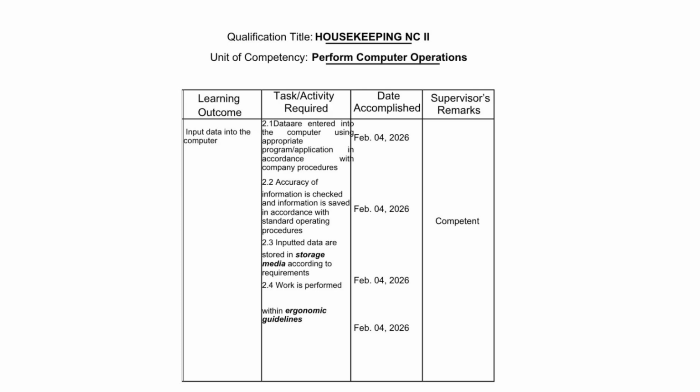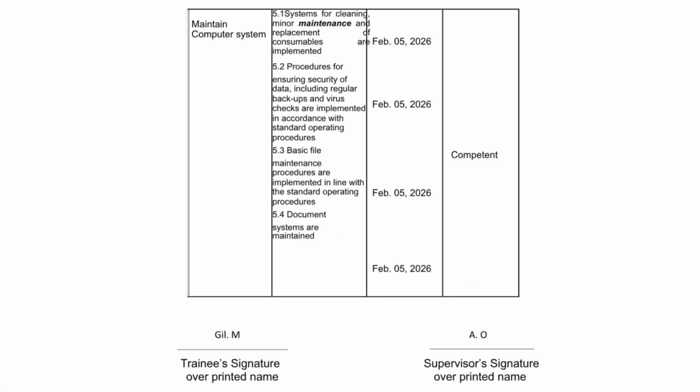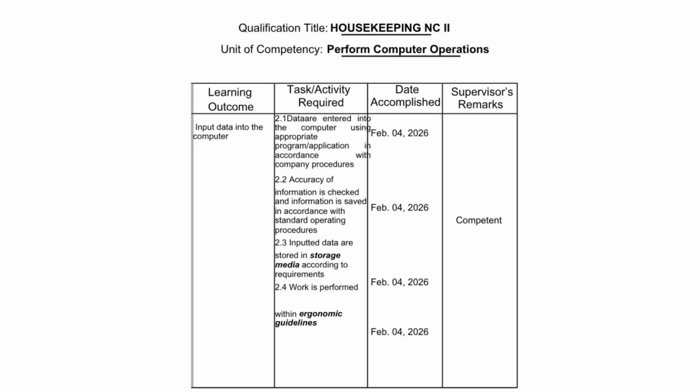So let's come now to the learning outcomes. First, input data into the computer, access information using a computer, produce output data using a computer system, and maintain computer system. As you can see in the next column, it is the task activity required of the trainee in performing housekeeping tasks. In the last column, all of these are competent, which means that the trainee has the necessary ability, knowledge, or skills to do something successfully.